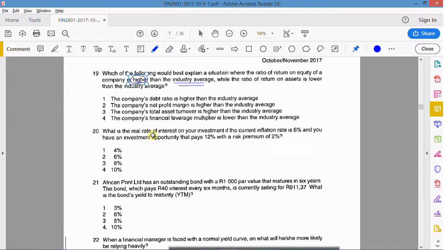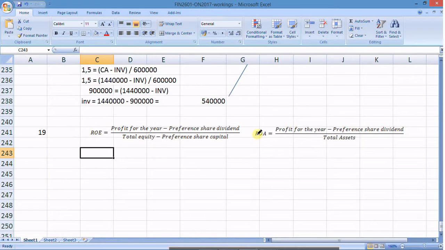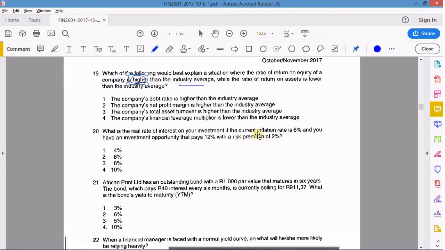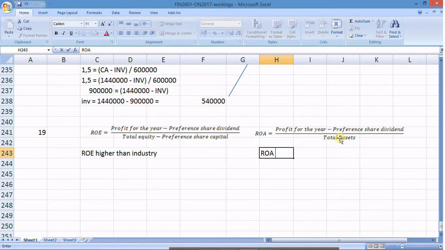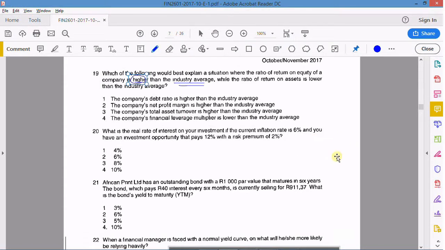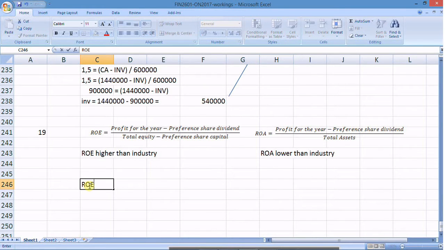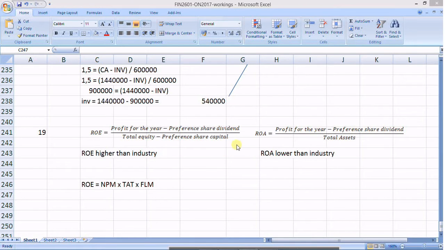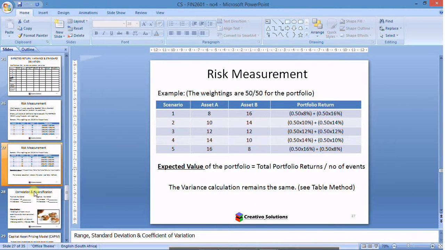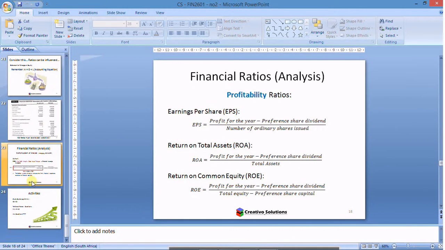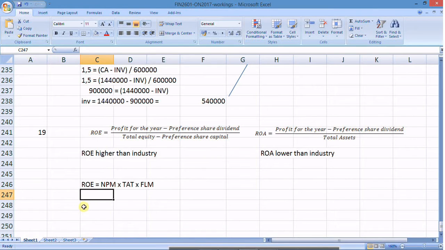Okay, they tell you that you want an ROE that is higher than the industry, and you want an ROA that is lower. Okay, so number 1, the company's debt ratio is higher than the industry. So if it's debt, we need to look at ROE in terms of DuPont: net profit margin times total asset turnover times financial leverage multiplier. We should actually write down the formula for DuPont as well. So I'm just going to get it. Yeah, it's this one, DuPont right at the end. This long one. Okay, so paste that.